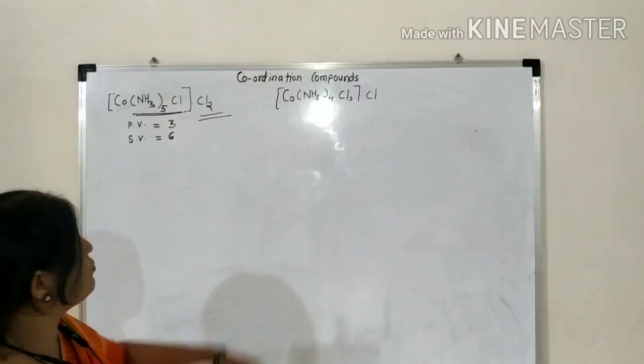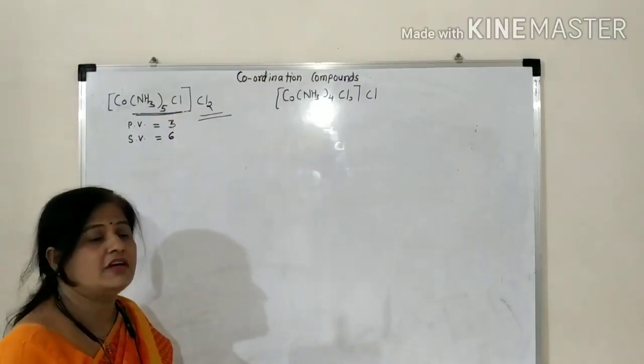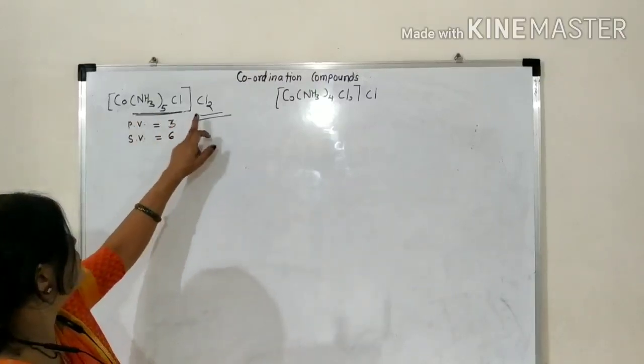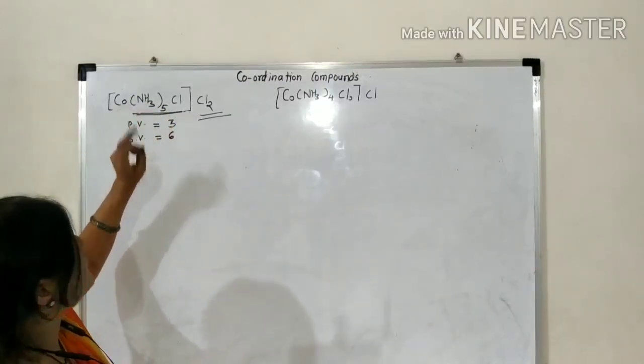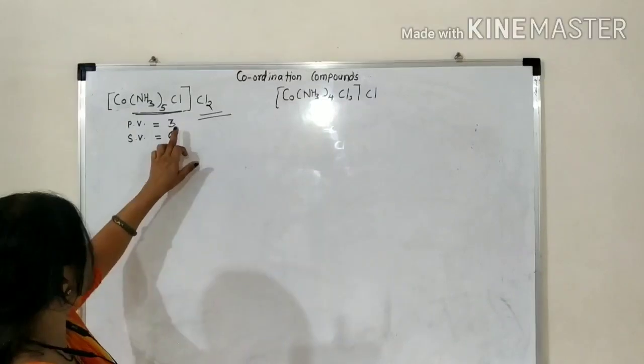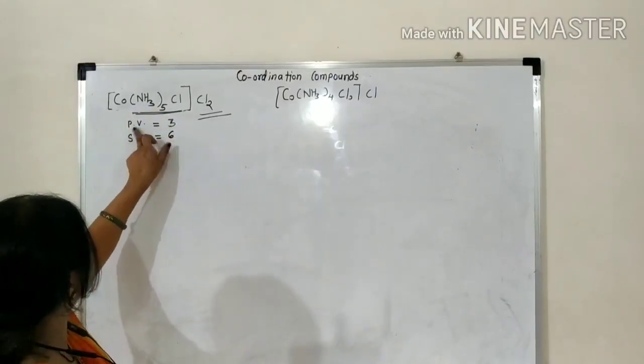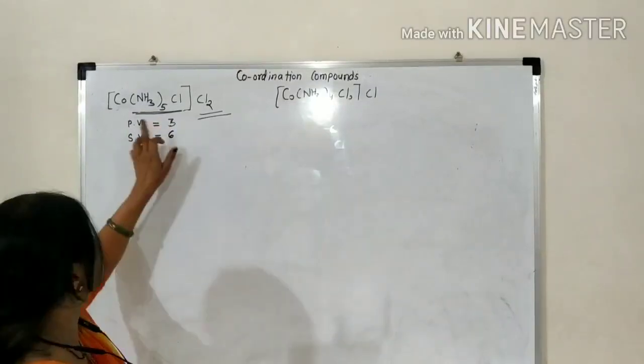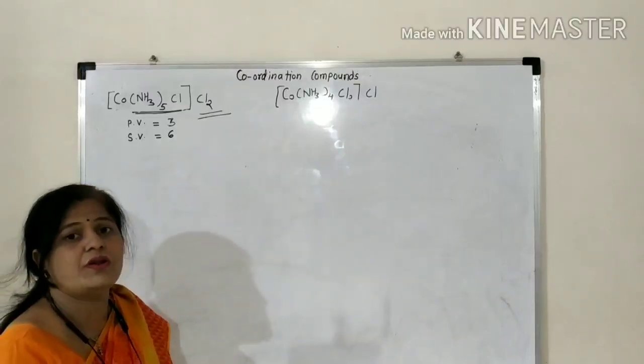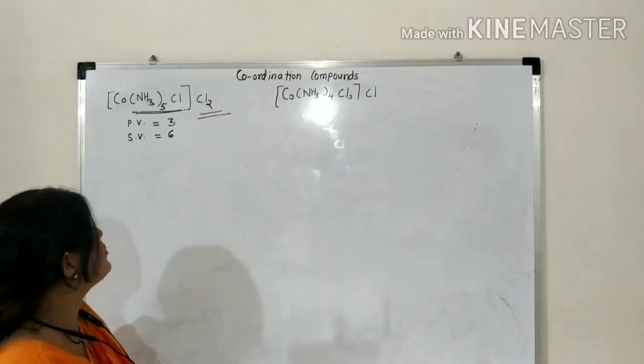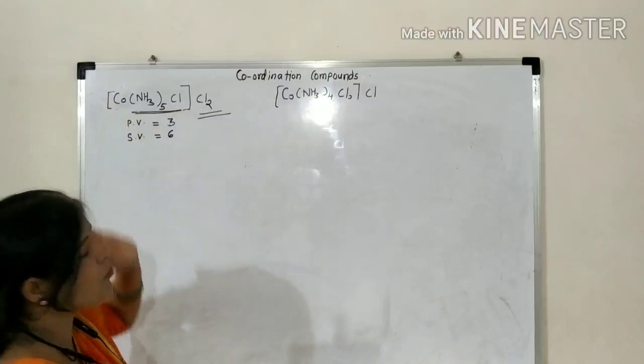In this coordination complex, these chloride ions satisfy the primary valency. Therefore, we can calculate the oxidation state of cobalt, and that is 3. Therefore, the primary valence will be 3. Secondary valence means coordination number. Coordination number means the number of coordinate bonds formed with cobalt.